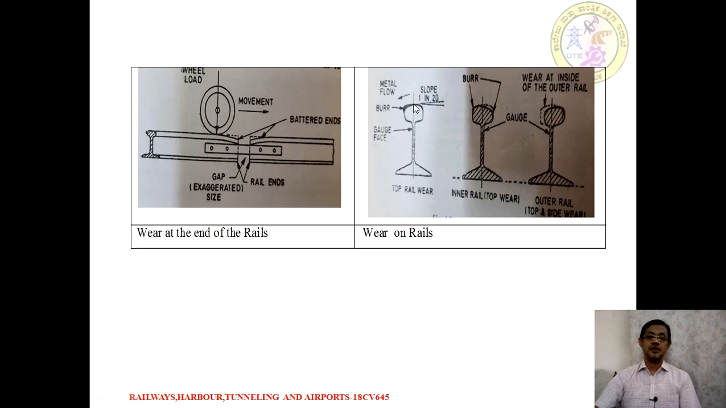Similarly, there may be a burr due to friction between the rail section and the flanges, which causes wear and irregular geometry on the surface of the rail. Just see how the wear takes place on the inside and outer side of the rail. These images are especially for the case of curve sections.